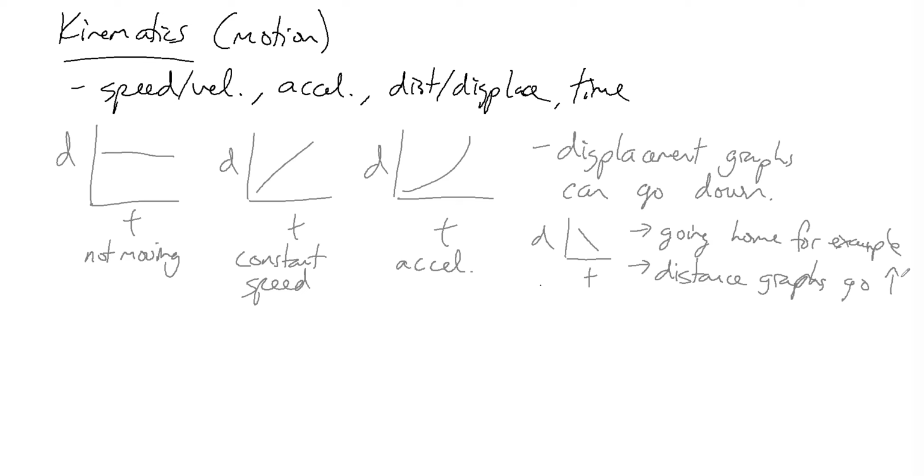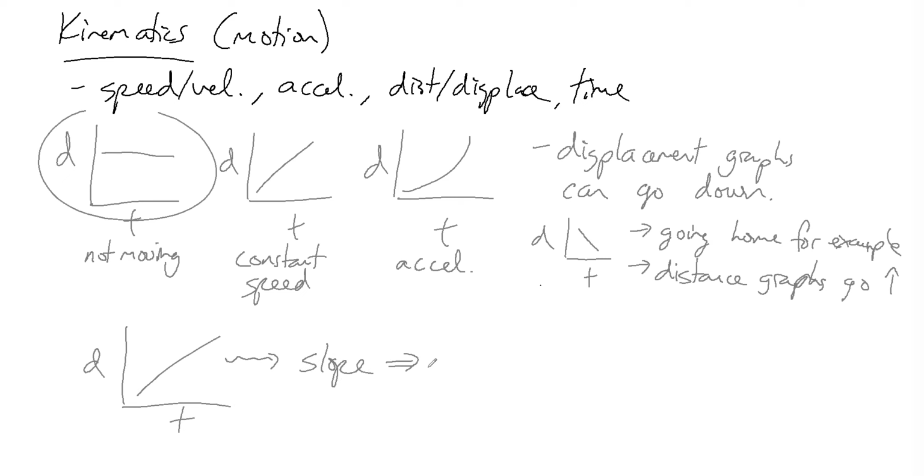One of the more common things that you probably did is when you had your DT graphs, something like this. There's not much you can do with that one. That's kind of boring. But something like this has a constant speed. So hopefully you remember, when you take the slope of this graph, this is where speed comes from.